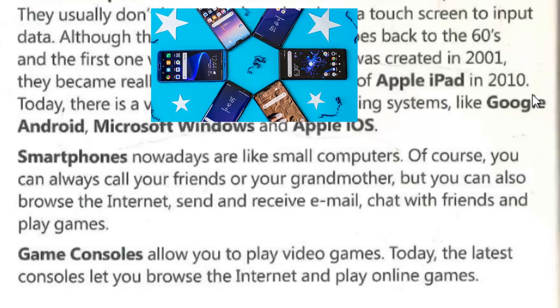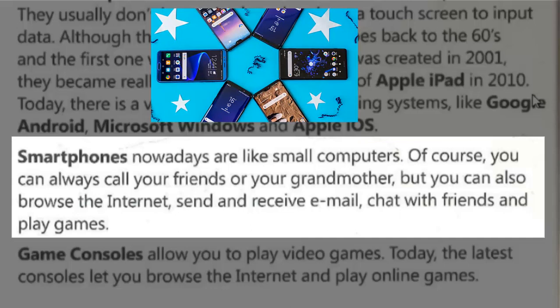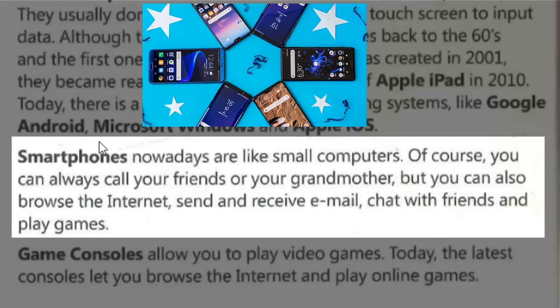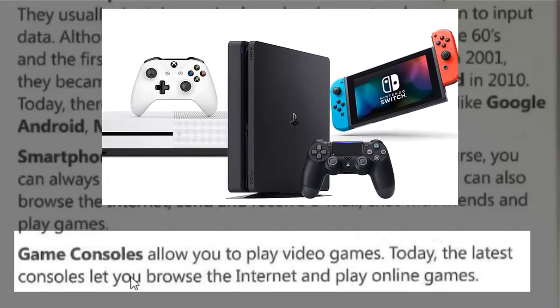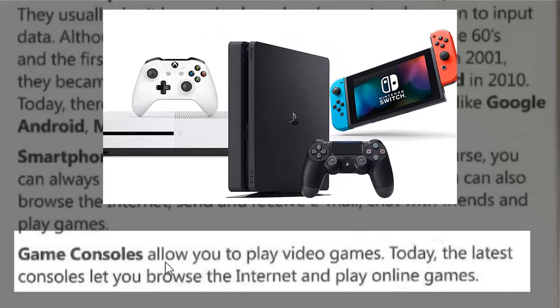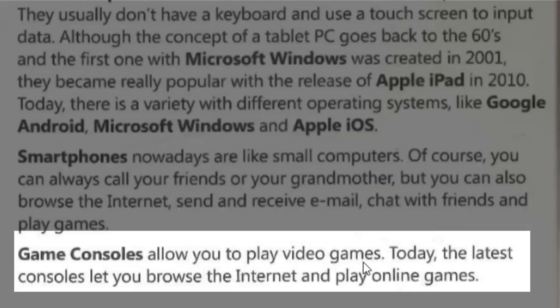Smartphones are also a type of computer. Nowadays they are really small computers. Of course, you can always call your friends or your grandmother, but you can also browse the internet, send and receive emails, chat with friends, and play games, all using a smartphone. Game consoles. The game consoles allow you to play video games. Today, the latest consoles let you browse the internet and play online games with your friends.